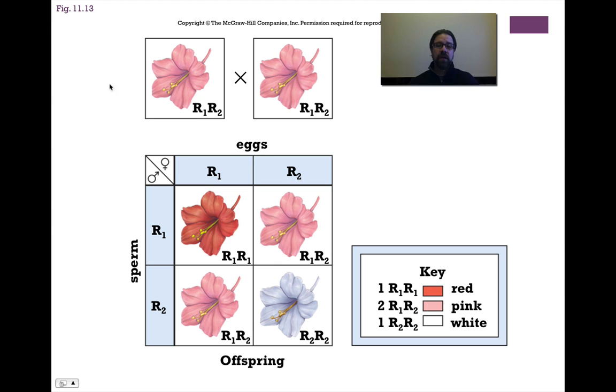Here's just another look at our flower crosses, where we get an intermediate phenotype. And of course, the pink is something we said that typically only the blending hypothesis would produce. But in the case of these pink flowers, it would be incomplete dominance.